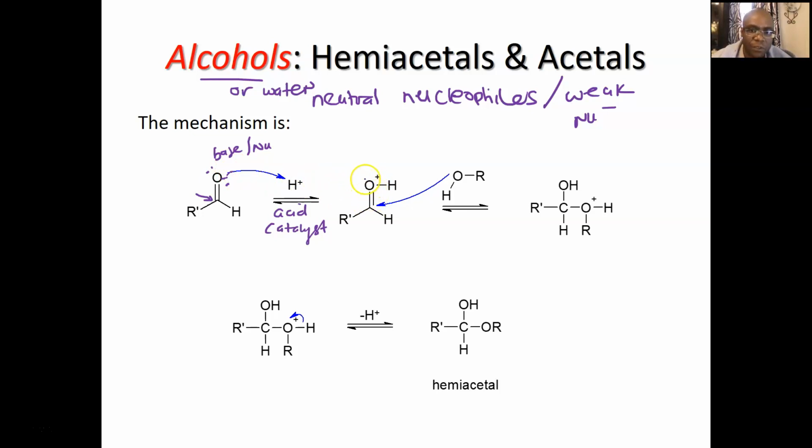Now because oxygen is positively charged, the dipole moments here are even greater. Electrons are pulled even more towards the oxygen, then this carbon becomes even more partially positive, and now the weak nucleophile has a chance to attack the carbonyl. You attack it, and then this opens up.